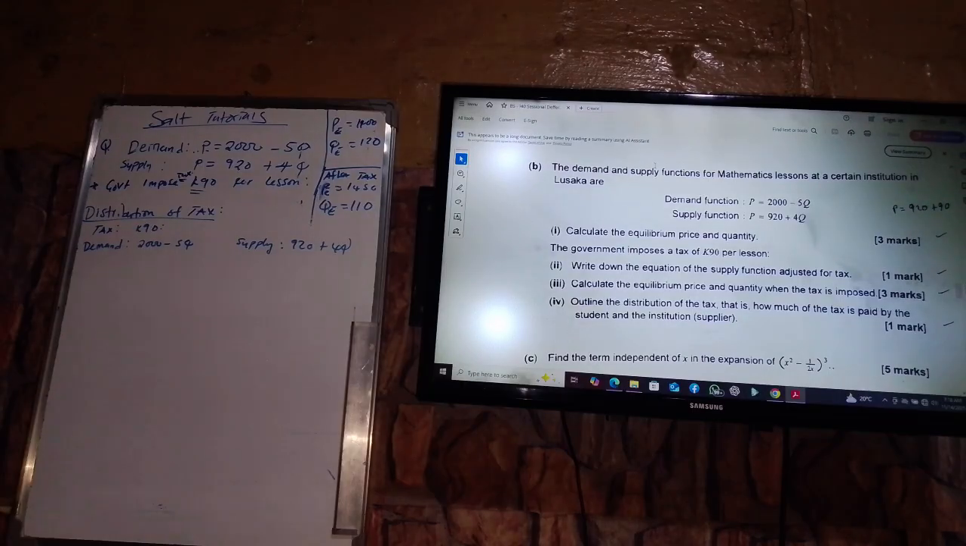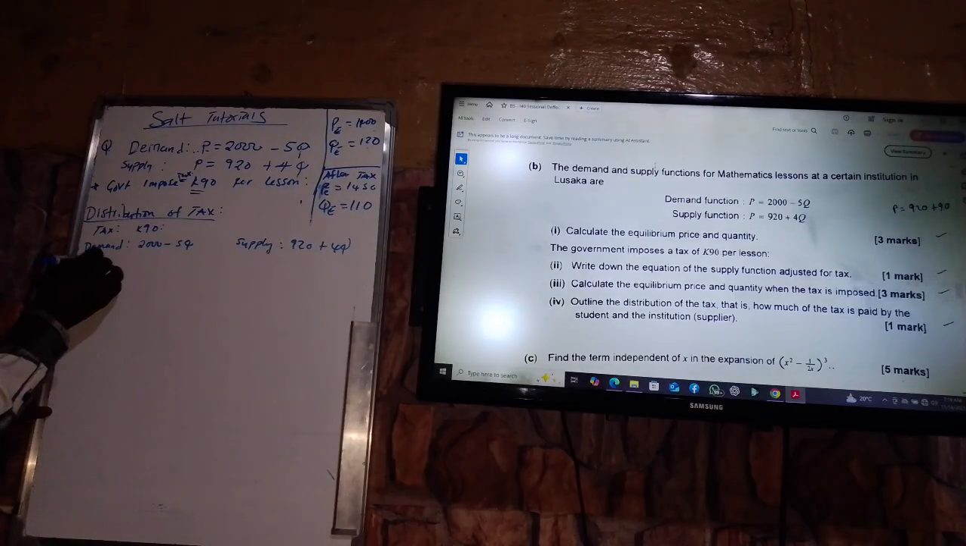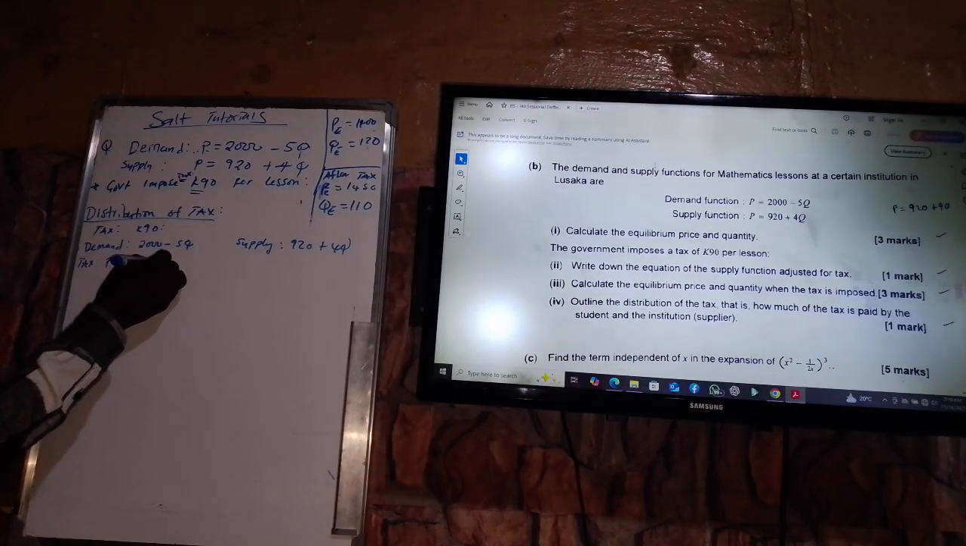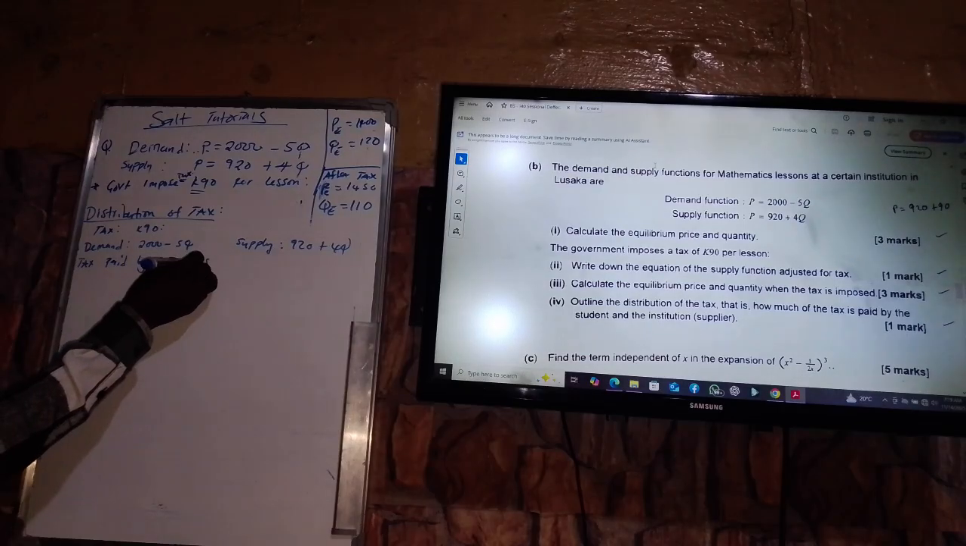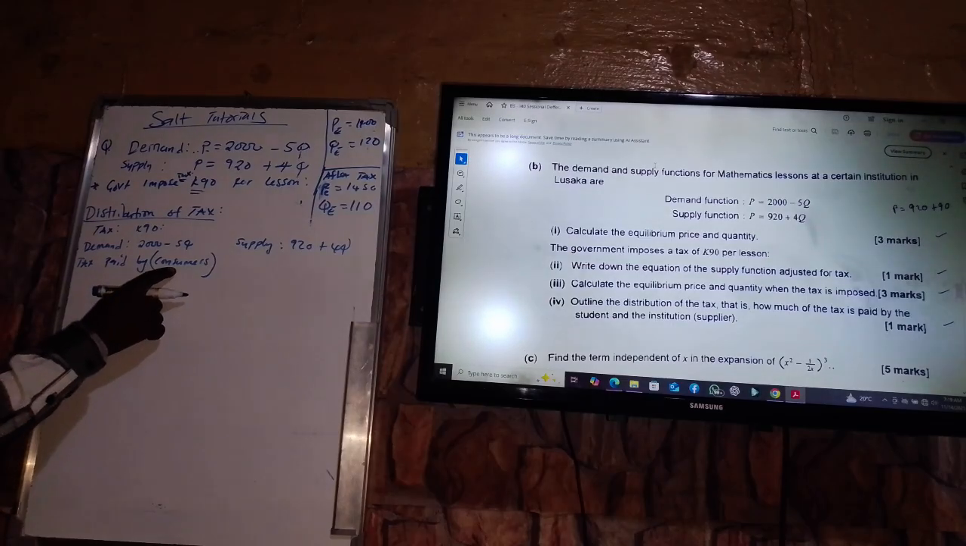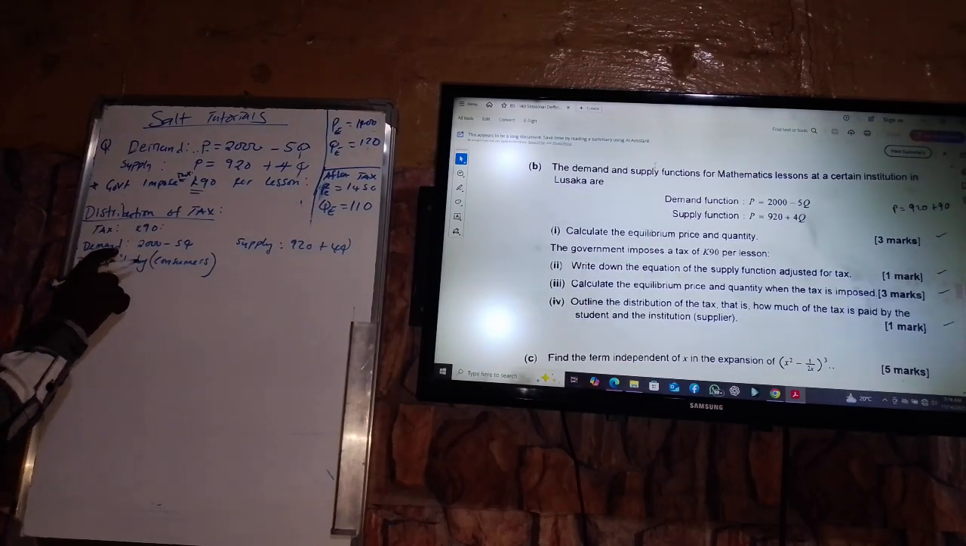So now, what are we looking for? How are we going to distribute this 90 quarts? So the first method is you look at the gradient. So tax paid by consumers. Consumers are basically customers. So in this case, our consumers are basically the students, since they're the ones buying the service. So tax paid by the consumers will go in the demand function.